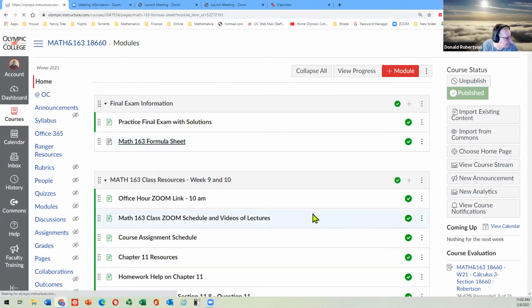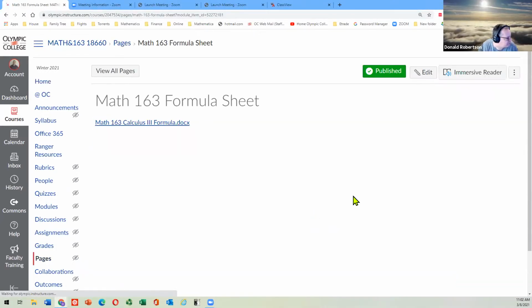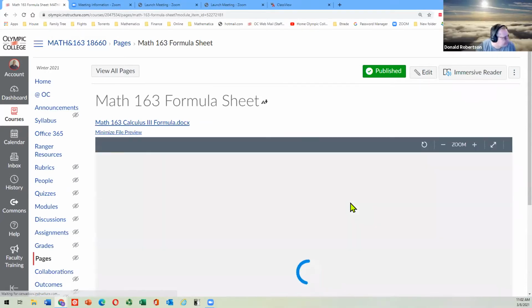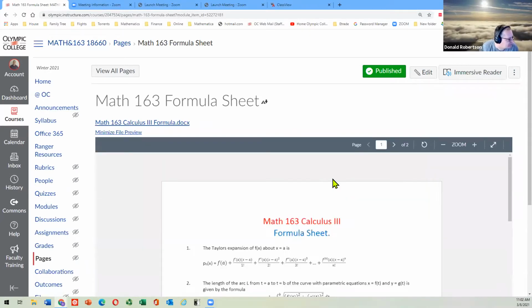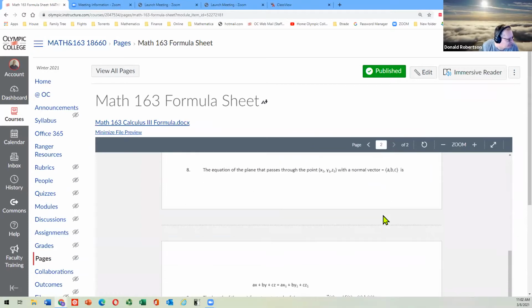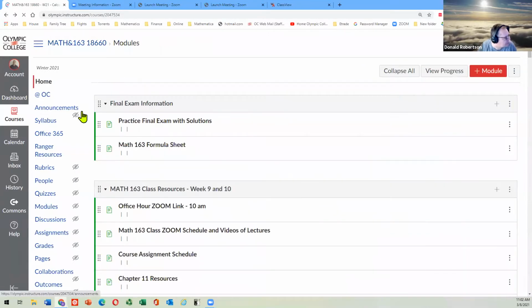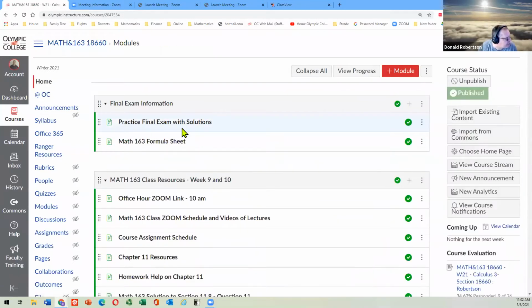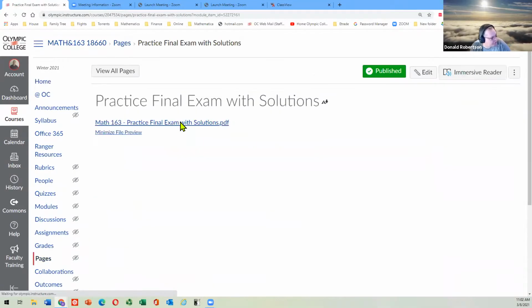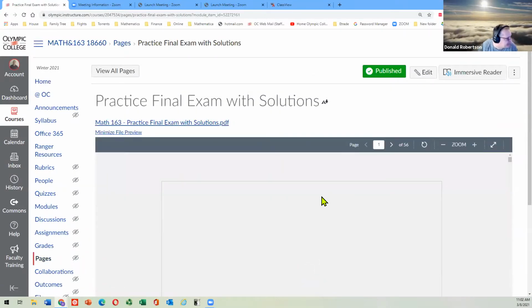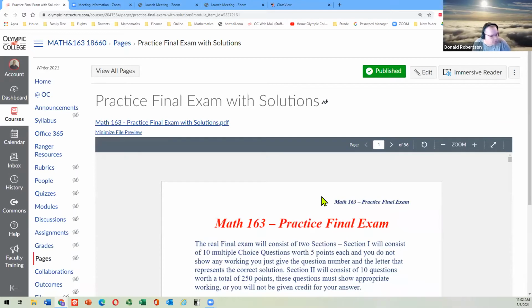Here I have a formula sheet. Hopefully it'll open up shortly. It gives you a list of some of the formulas that we use. It's not comprehensive, it just has major ones. And this one is huge. This one is almost a book. It's a practice final exam with solutions.